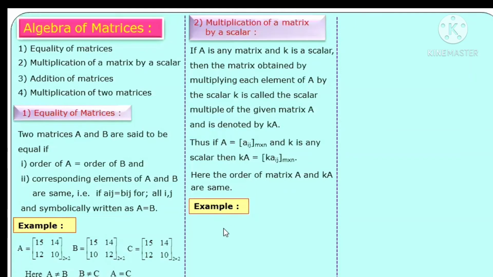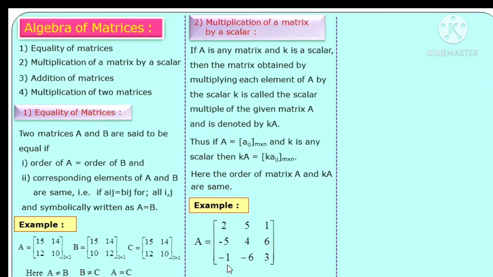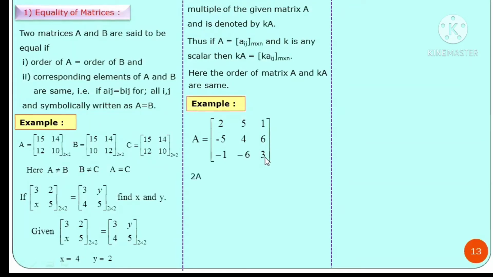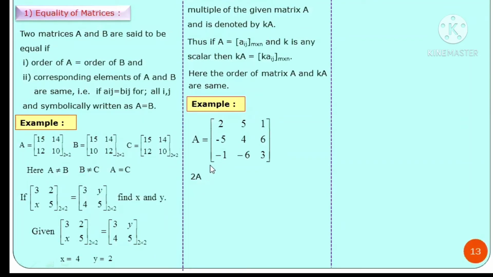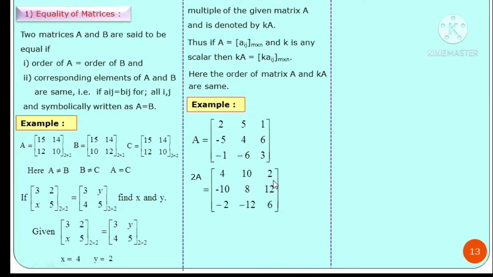Example, let us see. Matrix A has elements in the first row 2, 5, 1. Second row minus 5, 4, 6. Third row minus 1, minus 6, 3. The question is to find the value of 2 times A, that is, double of matrix A. So double is obtained by multiplying each element of this matrix by 2. Let us check. 2 times 2, 4. 2 times 5, 10. 2 times 1, 2. 2 times minus 5, minus 10.